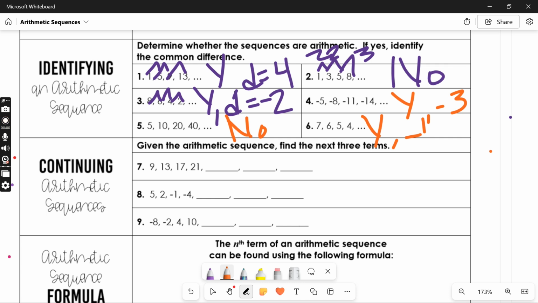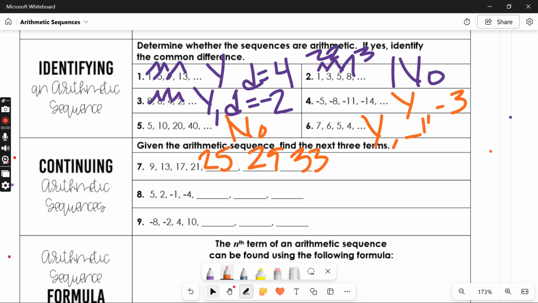Looking at number 7, it goes 9, 13, 17, 21. See if you can find the pattern. It looks like we're going up by 4 each time. So I'm going to do 21 plus 4, which is 25, plus 4 again, which is 29, plus 4 again, which is 33. On those next two, see if you can find the pattern and find the next 3 terms.